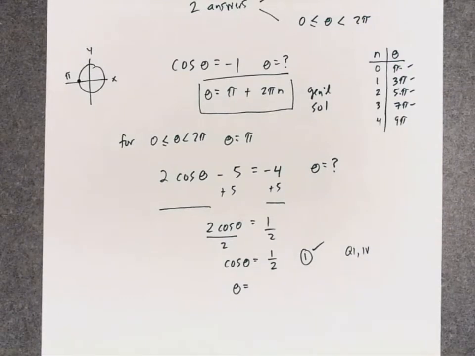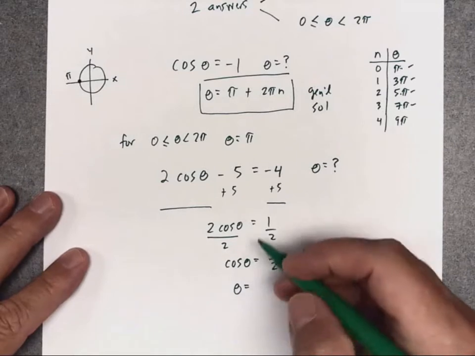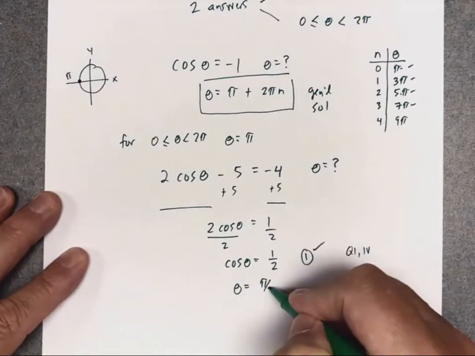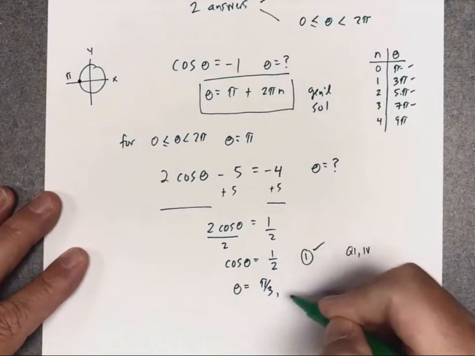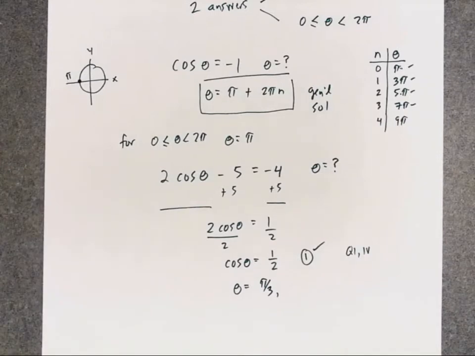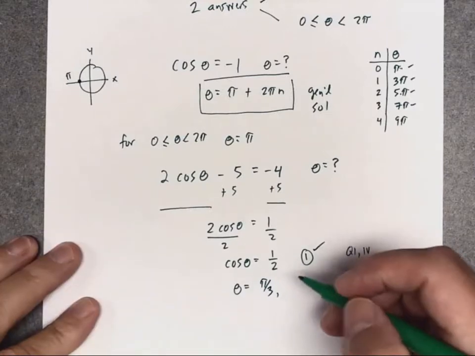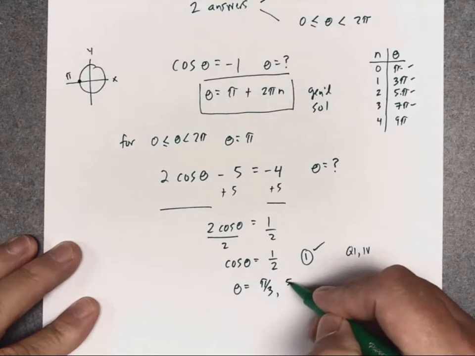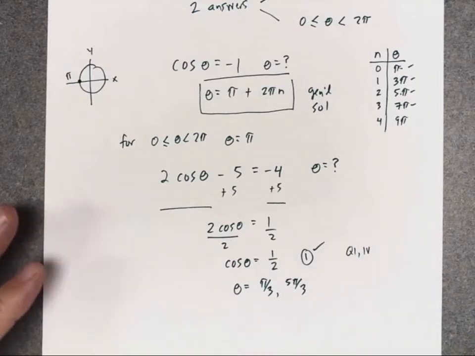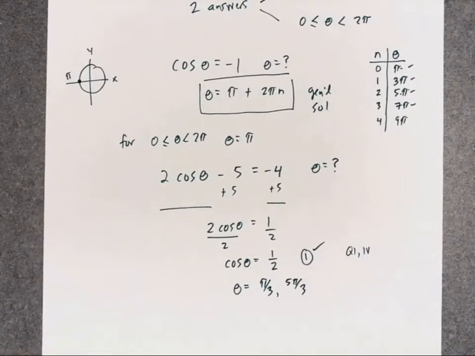Right away I realize I'm in either quadrant 1 or 4. And then I say, so what are the angles where the cosine is 1/2? And I realize in quadrant 1, the cosine is 1/2 at pi over 3. And then I say, how about in quadrant 4? Is there an angle in quadrant 4 where the cosine is 1/2? Yes, it's 5 pi over 3. So one trip around the unit circle, I've got two possible angles as solutions.